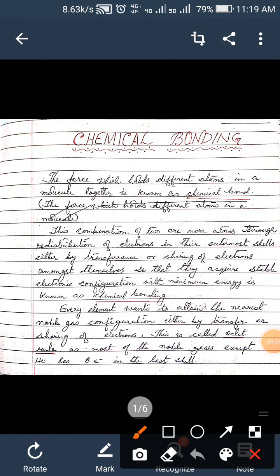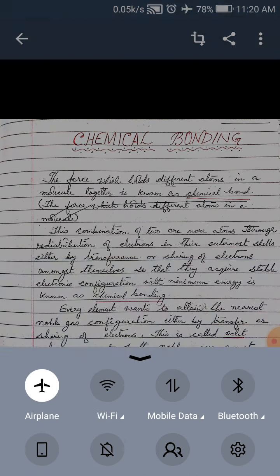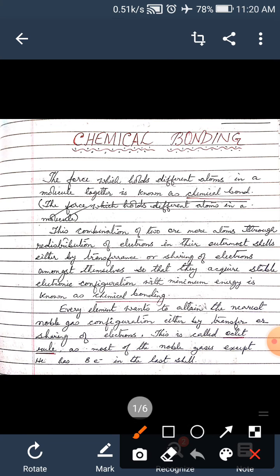Good morning, students. So we'll begin with the new chapter, chemical bonding. You know that when you look around, we find so many substances around us, but most of the substances, you will not find them in elemental state. Most of them are found in the combined state. That means they form a kind of bond between them.